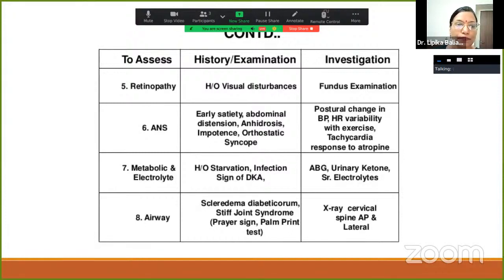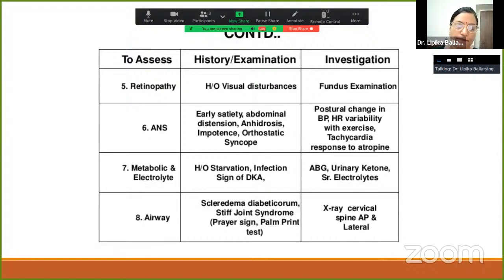And here it is very important to go for the autonomic nervous system checkup, where we look for the history of early satiety, abdominal distension, and hyperhidrosis, impotence, orthostatic hypotension, or syncope. And usually we will go for all the tests I'll describe afterwards, like postural changes in blood pressure, heart rate variability with exercise, tachycardia response to atropine.